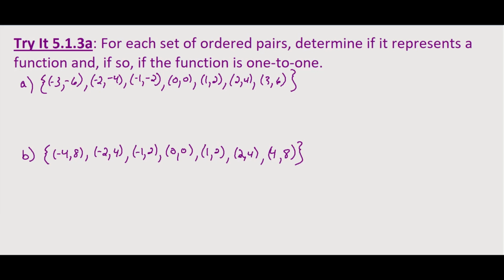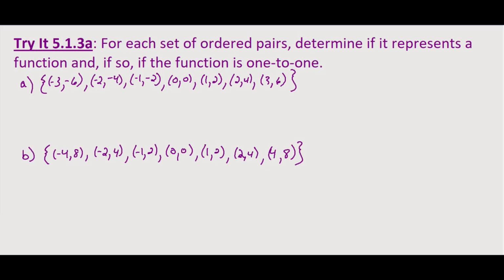In this try it exercise, we are given sets of ordered pairs, and we are asked to determine if each set represents a function, and if it does represent a function, if the function is one-to-one. So essentially what we're looking for, if we're just strictly going by the actual values that we're given, to determine if it's a function, for each input, there will only be one output.